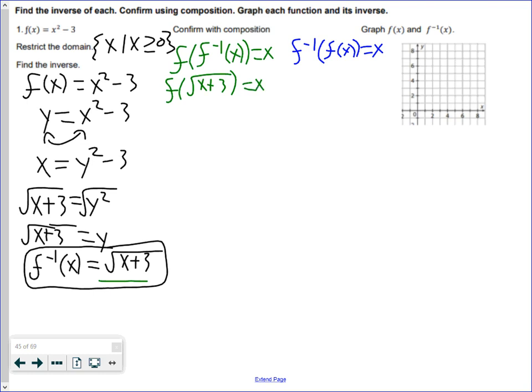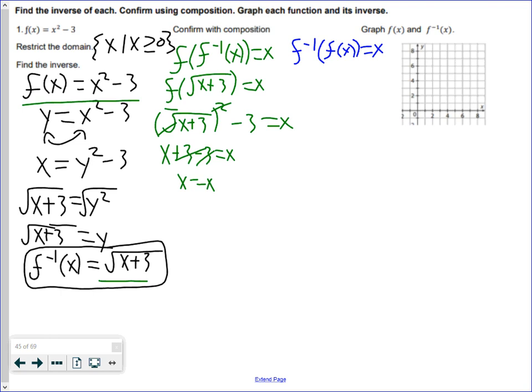So what this means is we want the f of x function, this one right here, in terms of the square root of x plus 3, which means just replace the x with the square root of x plus 3. So we get the square root of x plus 3, squared, minus 3 needs to equal x. The square root and square cancel out. x plus 3 minus 3 has to equal x. Plus 3 minus 3 gives you 0. x equals x. That's exactly what we wanted.